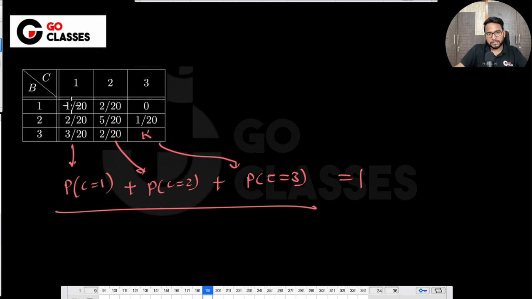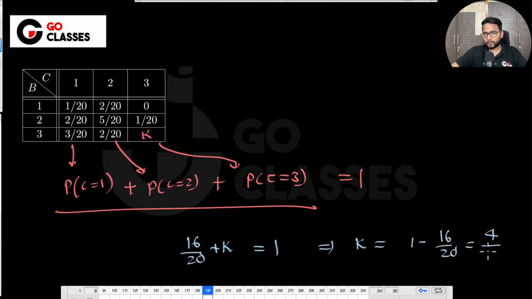If you add this, it is 1 plus 2, 3, 3, 6, 7, 8, 8, 9, 10 and 15, and then 16. So it will be 16 by 20 plus K. That should be 1. And then from here, K comes out to be 1 minus 16 by 20, which is 4 by 20, which is 1 by 5 or 4 by 20. Let me just write 4 by 20 only. So that's how you can solve this question.